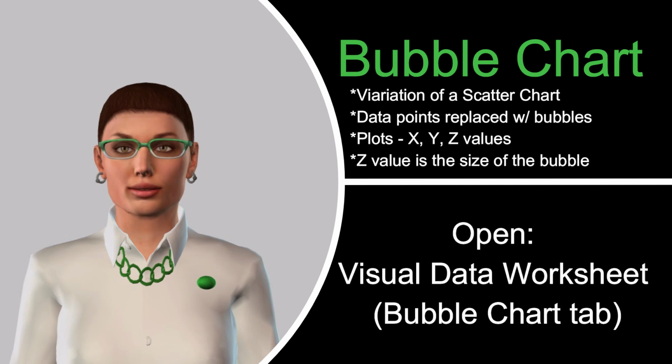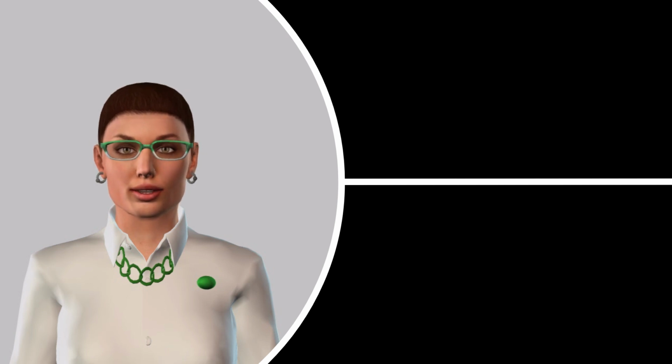We'll create a bubble chart today based on free throws and attempts for multiple Detroit Pistons players. The third dimension added by the bubble will represent points per game. Please open the Visual Data Worksheet and go to the Bubble Chart tab to follow along in this lesson.